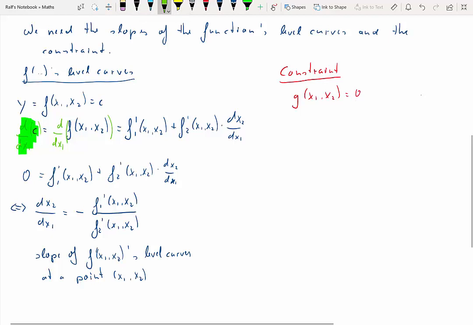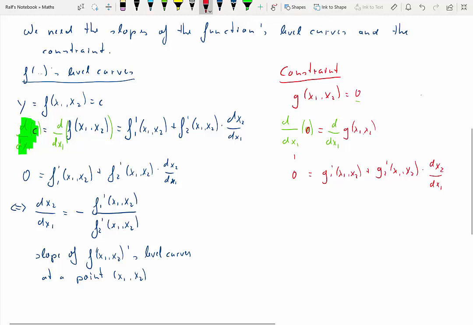We're basically applying the same trick here. We're taking the derivative with respect to x1 of both sides. I'll just switch the sides around, so we're having the derivative with respect to 0, and then the derivative with respect to g, the constraint which has x1 and x2 as an argument. The left hand side is 0 again, and on the right hand side we again get the first order partial derivative with respect to x1 plus the first order partial derivative with respect to x2 times dx2 over dx1.